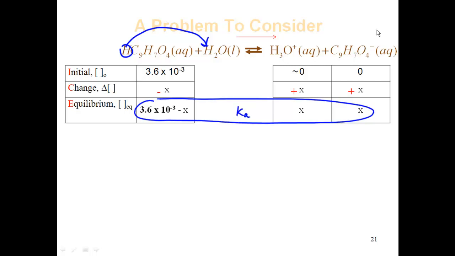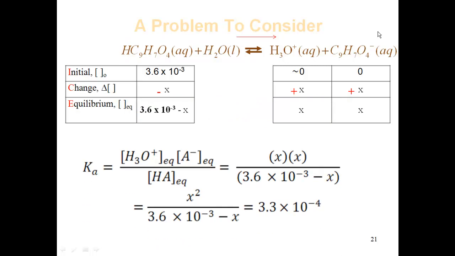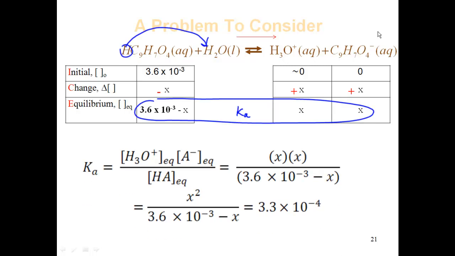I need to set up my expression, which is hydronium ion concentration times my A minus concentration divided by HA. All that at equilibrium, so I'll plug in those values. X, 3.6 times 10 to the negative third minus X, which comes to X squared over 3.6 times 10 to the minus third minus X is equal to 3.3 times 10 to the negative fourth. Now, I need to look at this and see if I can do my neglecting of X, which means I got to look at the concentration of my acid to my Ka and see if it's greater than 100.